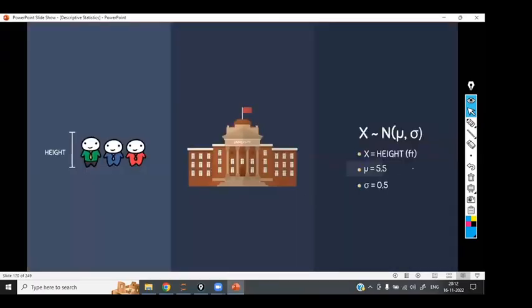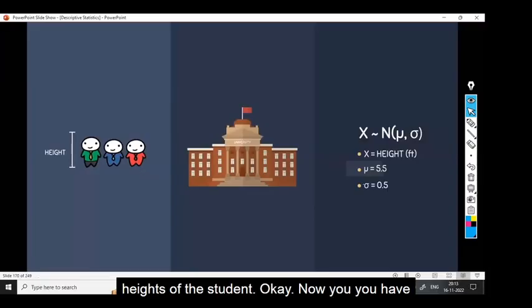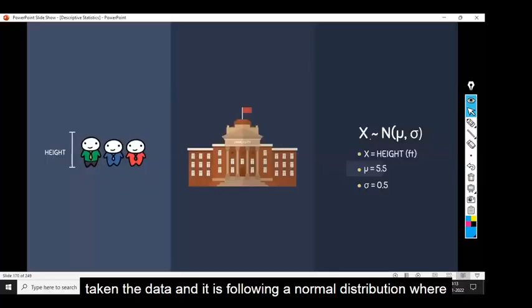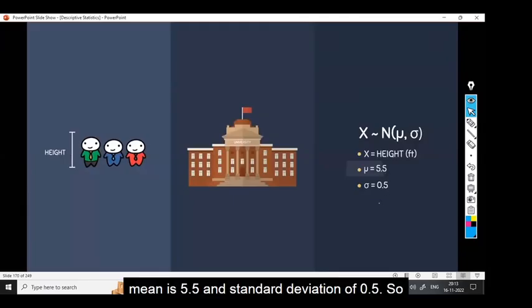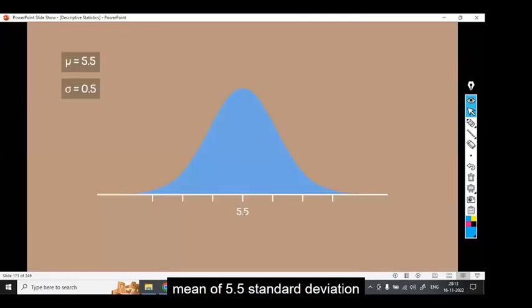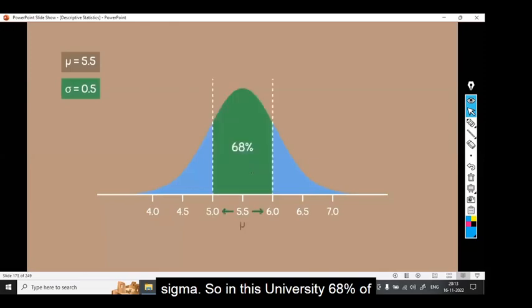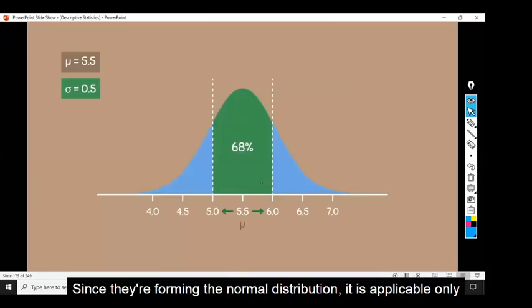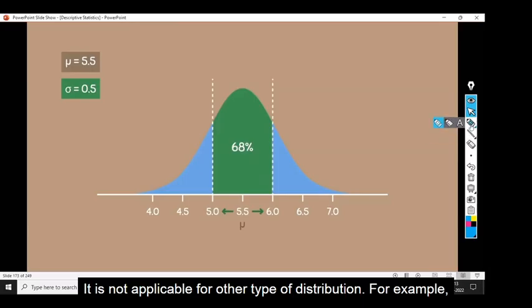Now, for example, in a university you have measured the heights of the students. You have taken the data and it follows a normal distribution where the mean is 5.5 and the standard deviation is 0.5. That is plus 1 sigma, plus 2 sigma, plus 3 sigma, minus 1 sigma, minus 2 sigma, minus 3 sigma. So in this university, 68% of the students lie between 5 and 6. Since they form a normal distribution, this is applicable only for normal distribution, not for other types of distribution.